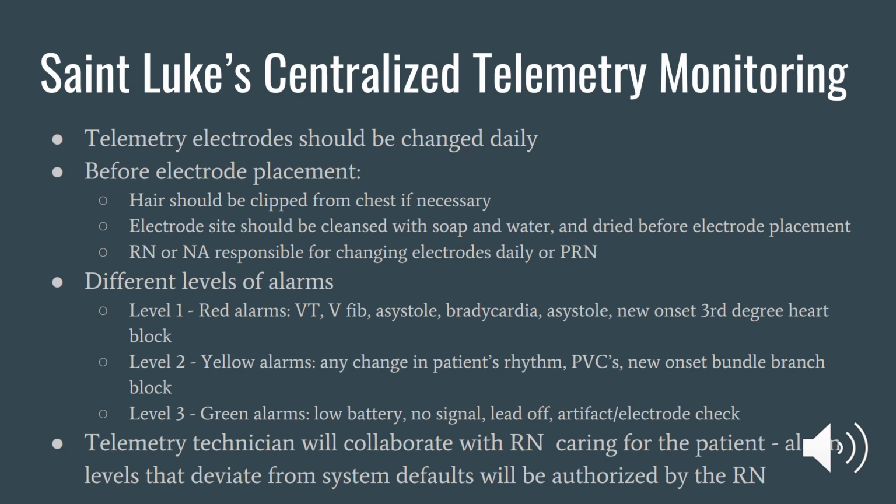Different levels of alarms vary from level 1 red alarms such as VT, asystole, to level 3 green alarms such as low battery and leads off. Telemetry technicians will collaborate with the RN caring for the patient. Alarm levels that deviate from system defaults will be authorized by the RN.